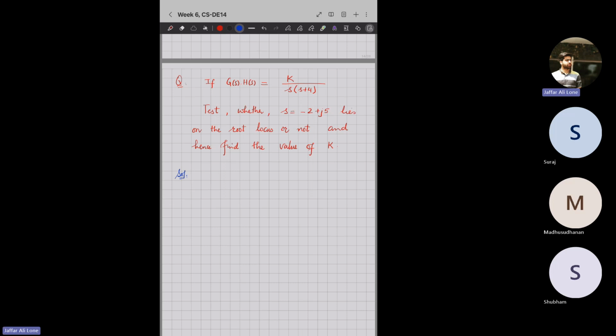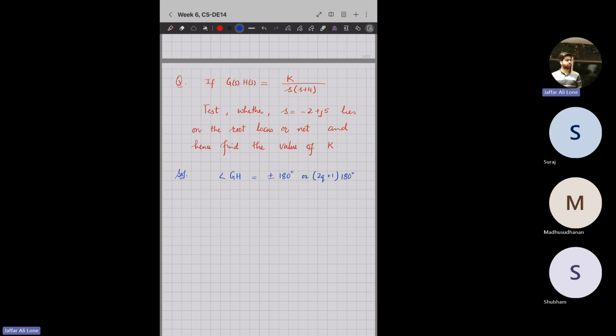Now, for a point to lie on the root locus, it should satisfy the angle condition and the magnitude condition, right? The angle condition is that the angle of G(s)H(s) should be plus or minus 180 degrees, or plus or minus (2q plus 1) into 180 degrees.